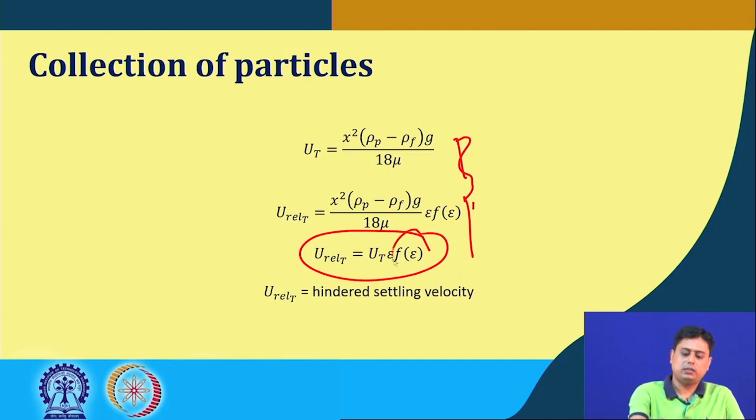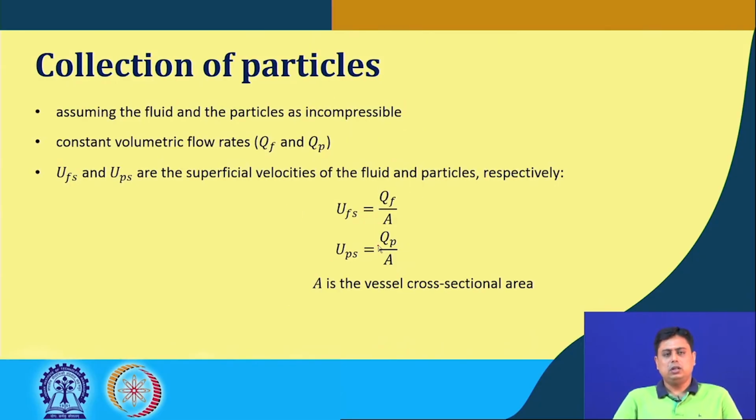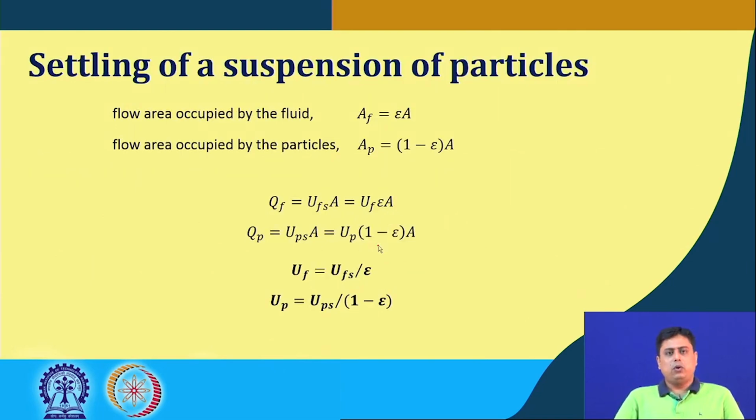Now, this expression we have also seen, how it depends and what its expressions are in different regions, because if we assume that the fluid and particles are incompressible and there are constant volume flow rates of fluid and particle, we can find out the superficial velocities for the fluid and the particles. Then the flow area occupied by the fluid is basically its fraction multiplied by the total available area. Similarly, the area occupied by the solids is its solids fraction multiplied by the total available area.